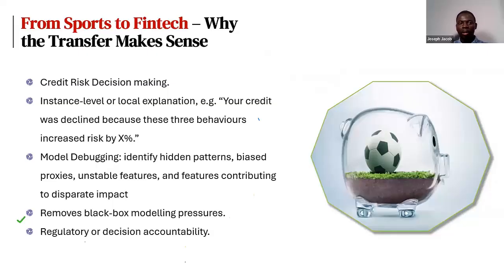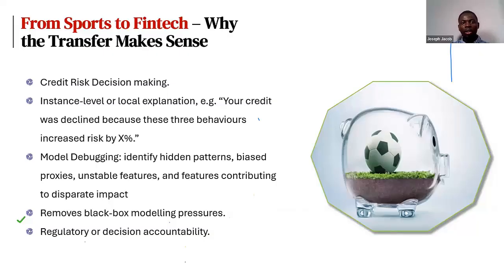So why does this transfer, that is the transfer of explainability from the sports work that has been done to fintech, why does it actually make sense? Number one, it helps with credit risk decision making, like we've mentioned, where instance level explanation can be made. You can easily tell someone that your credit was declined because of these 3 behaviors, and you list them, list the percentage of how it has impacted it, and they understand why. So when next they're applying for a credit or a loan, they know what to work on if they've become better in that aspect, and they'll know their possibility of getting that loan.